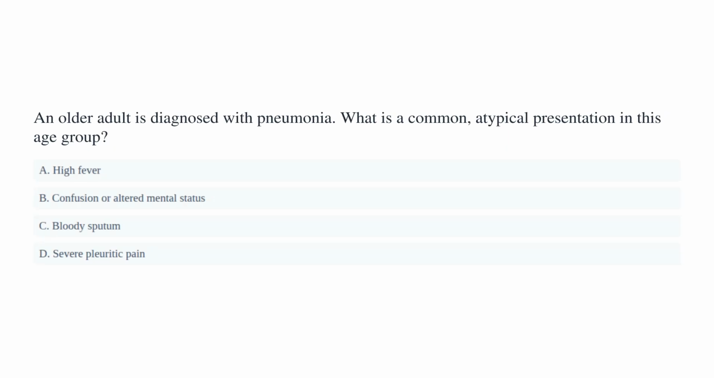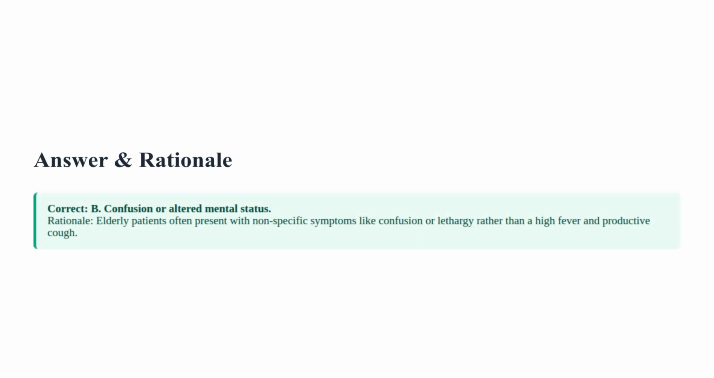An older adult is diagnosed with pneumonia. What is a common atypical presentation in this age group? The answer is B, confusion or altered mental status. Elderly patients often present with nonspecific symptoms like confusion or lethargy, rather than a high fever and productive cough.